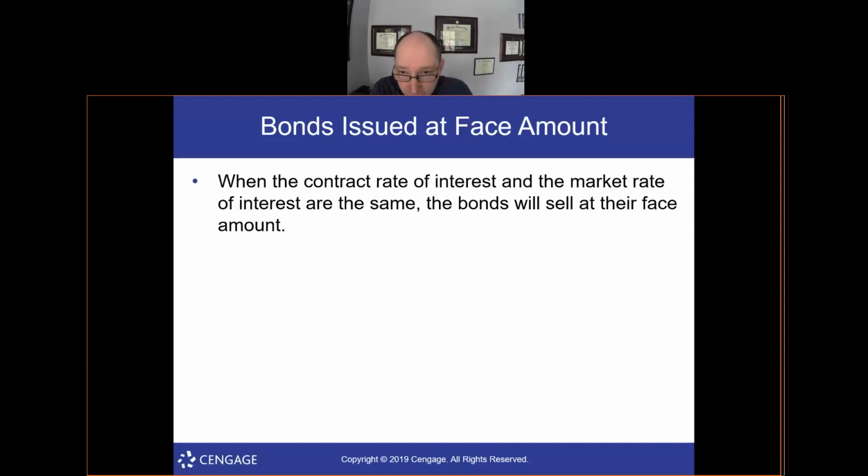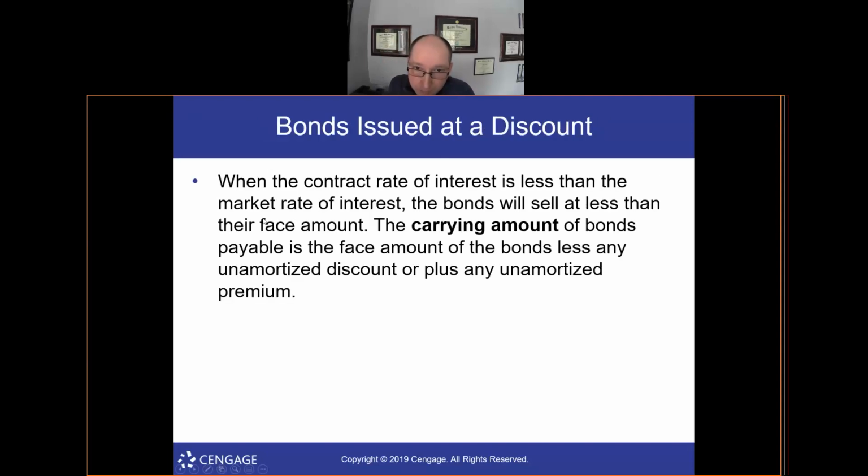When a bond is issued at face amount, meaning the contract rate and the market rate are the same, the bond will sell at its face amount, just like we talked about. If the bond is issued at a discount, the contract rate is less than the market rate, and the bond will sell at less than its face amount.